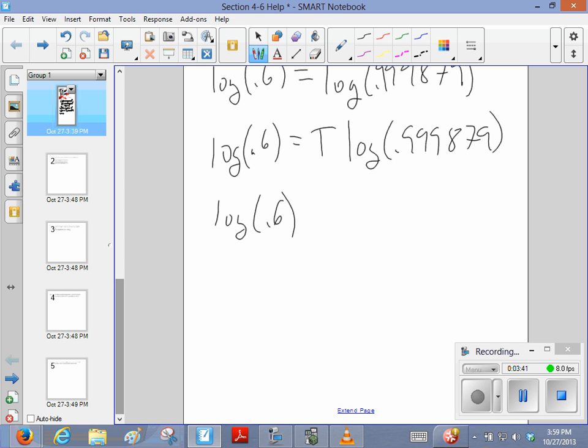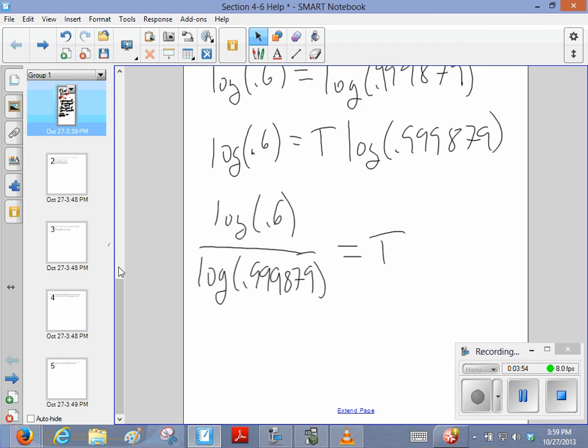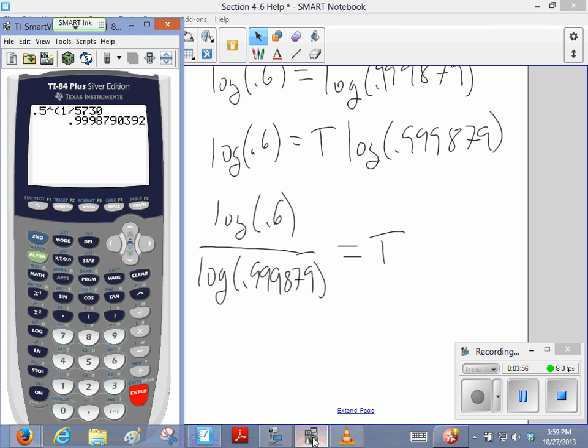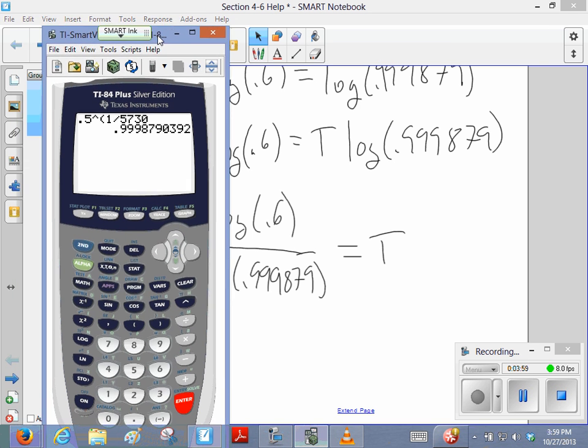Then to solve this, I'm just going to divide both sides of this equation by the log of that awful number that I've written about 10 times. That should be what t is. Let's see what the calculator tells me.